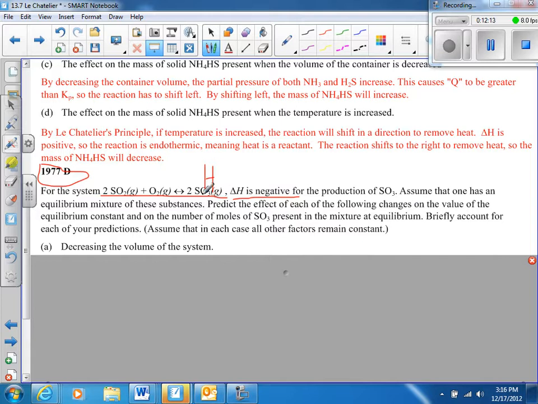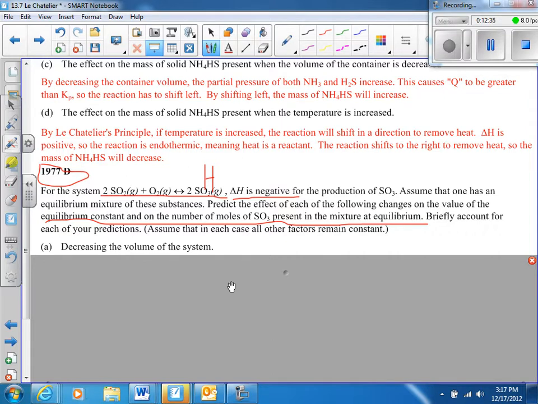Okay, we're at equilibrium, and we want to predict how each of these changes affects the equilibrium constant and the moles of SO3 at equilibrium. And we have to explain. All right, decreasing the volume of the system. Pause if you want to do this on your own, and I'll go through the explanation.